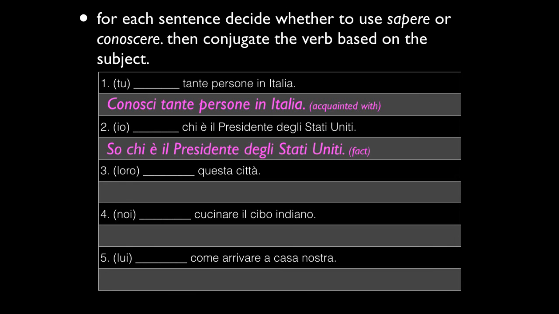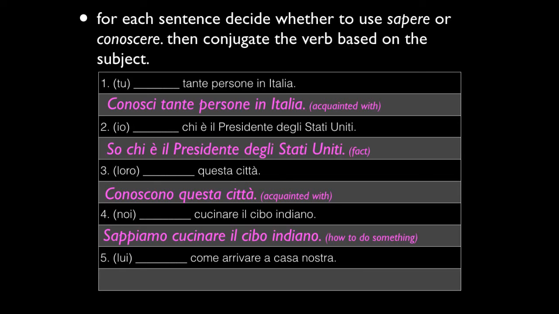3, loro, questa città. Okay, so they know a city. When you know a place well, and you're acquainted with a place, you need conoscere. And so loro conoscono questa città. They're acquainted with that city. 4, noi, and then it's blank, cucinare il cibo indiano. So they know how to do something. And remember, when you know how to do something, that's the other use. You see an infinitive after the blank. It's cucinare, to cook Indian food. So we know how to cook Indian food. That is sappiamo cucinare il cibo indiano. So how to do something takes sapere.